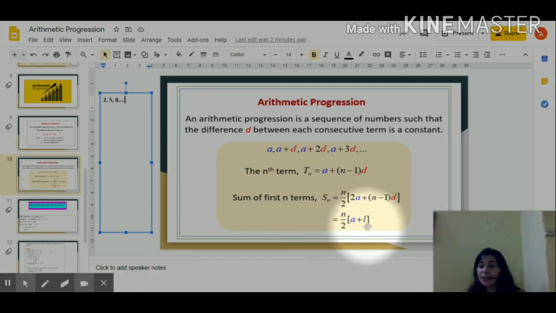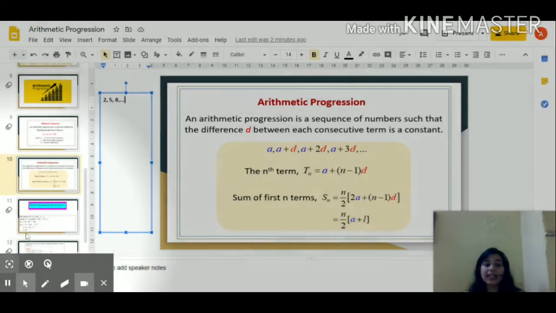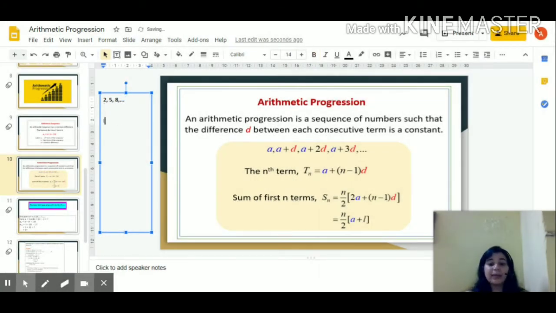This l is a new term here. So let us see what is this l. This l is nothing but the last term. The last term of the sequence is known as l.